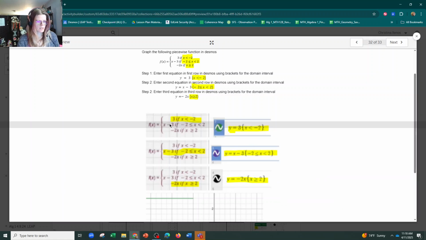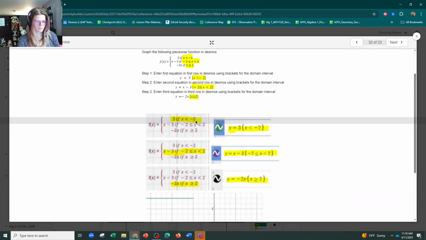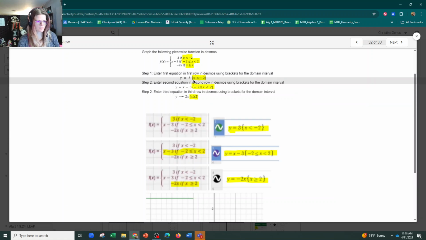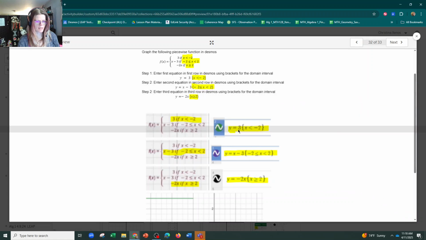So the first one is 3 if x is less than negative 2. So we're going to write y equals 3 with a bracket. It even shows it right here, typed out instead of just a snip.